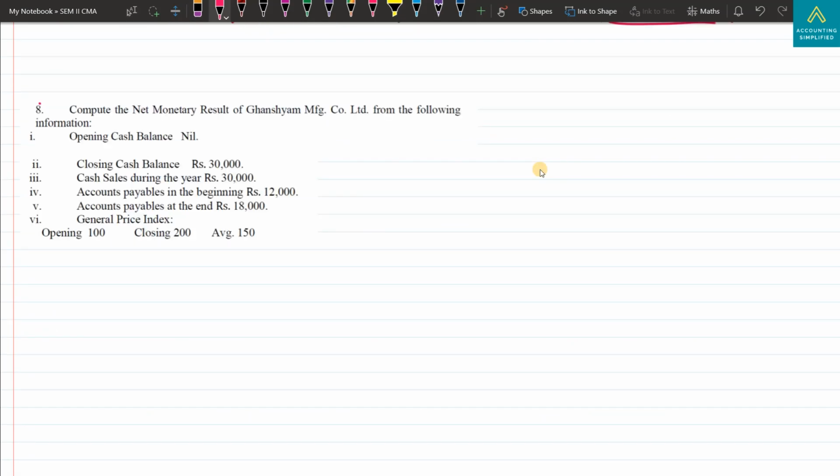Now example number 8 is on your screen. Compute the net monetary result of Ghanshyam Manufacturing Company Limited from the following information. Opening cash balance nil, closing cash balance 30,000, cash sales during the year 30,000. So whatever the cash sales is becomes the closing cash. Similarly, accounts payable at the beginning 12,000, accounts payable at the end 18,000, and indexes are given. It means we need not prepare an account, because whatever cash is received from cash sales during the year becomes our closing cash balance, right? So no need to prepare accounts.